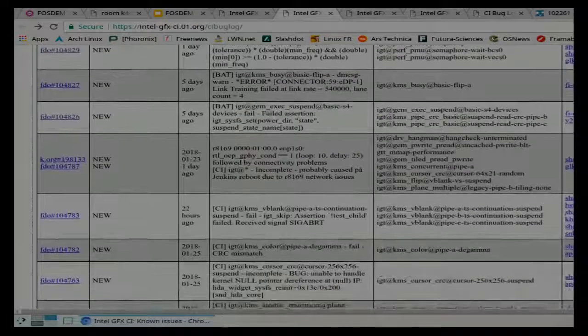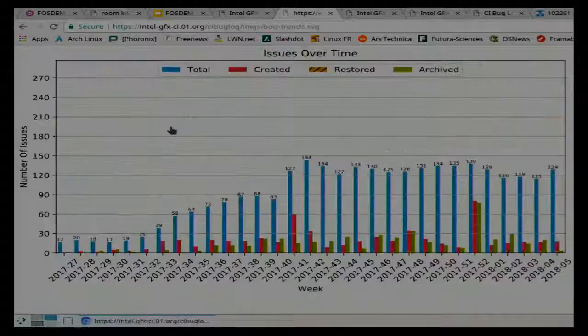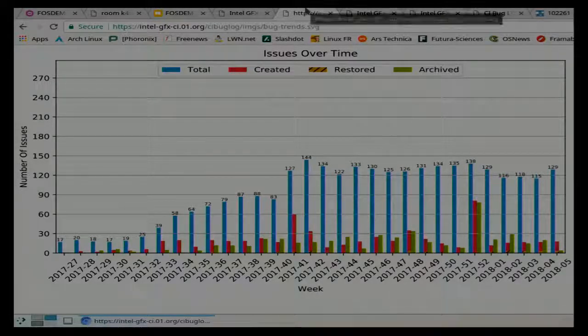So we probably could close it. So that's the old tool, and it has some statistics and metrics. You can see, for instance, the number of issues over time. So it just grew because we added a lot of machines, and we kept on adding machines, but it's slowly going down again. So that is nice.